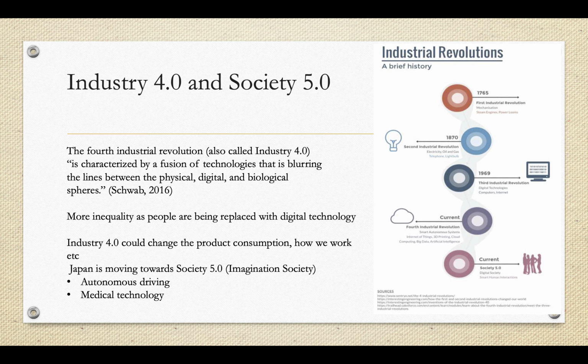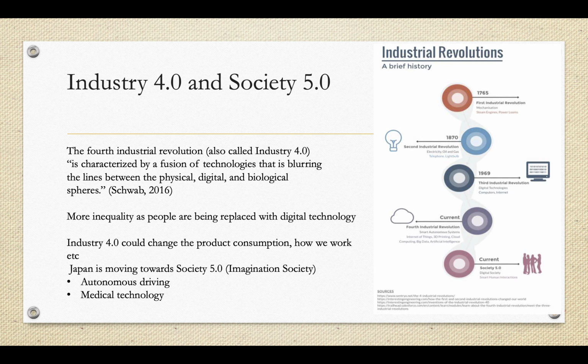Industry 4.0 and Society 5.0. So they're starting off with a brief history to say that the first industrial revolution was about machinery such as steam engines. The second industrial revolution was introducing telephone and the light bulb. The third industrial revolution was the introduction of more digital technologies like computers and the internet. Currently, we're looking at the fourth industrial revolution, Industry 4.0, which is more fusion of technologies between the physical, digital, and biological spheres. This is introducing more smart technology, 3D printing, the Internet of Things, cloud computing, and artificial intelligence.